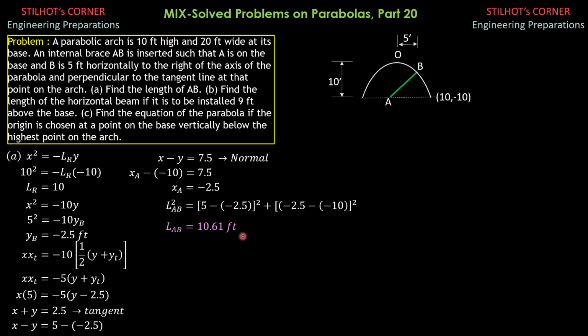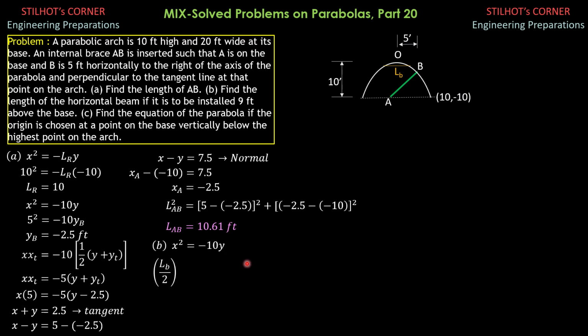Part B, find the length of the horizontal beam if it is to be installed 9 feet above the base. So if this is the length of the beam, the coordinates of the other end of the horizontal beam would be half of LB, comma negative 1, because the origin is at the top. And take note that the horizontal beam is 9 feet above the base, so it is 1 foot below the top point. So the coordinates here are LB over 2, comma negative 1. We substitute it into the equation.